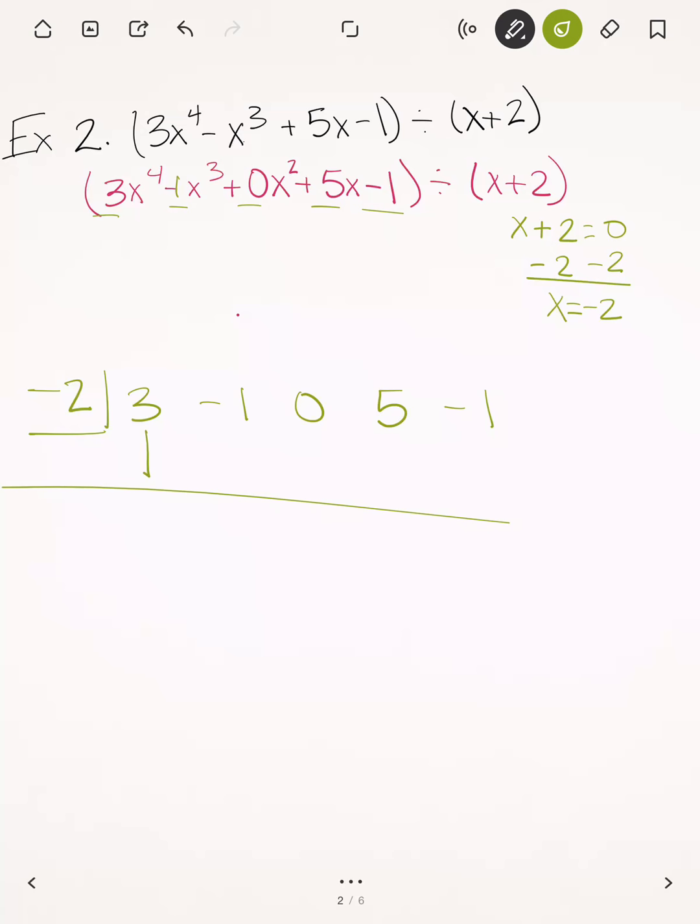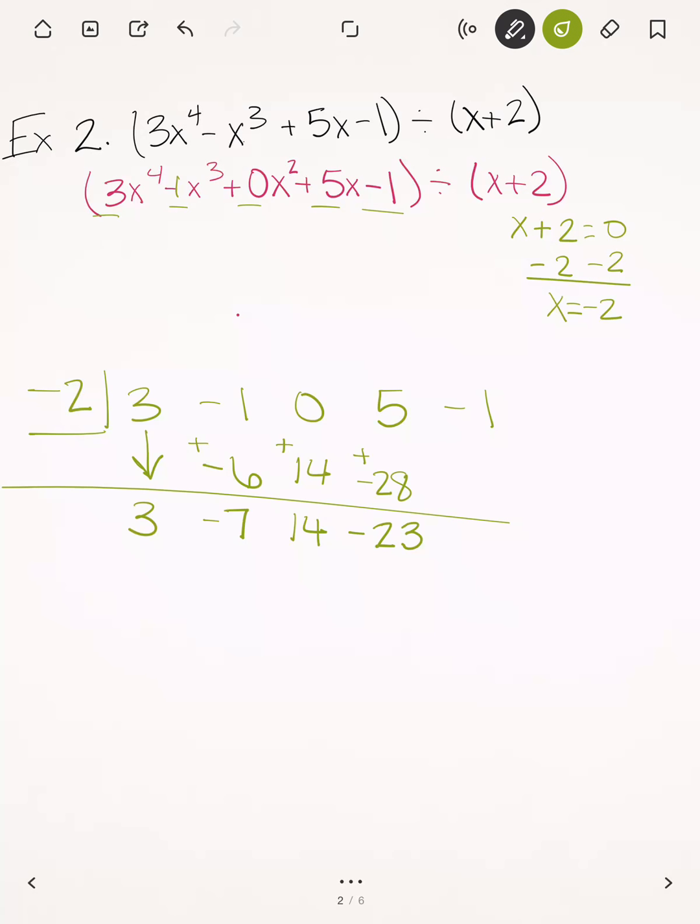From here, I drop down my first term. So I bring down a 3, and then I multiply. Negative 2 times 3 is negative 6. Then I add. Negative 1 plus negative 6 is negative 7. Again, I multiply by negative 2. Negative 2 times negative 7 is positive 14. I add: 0 plus 14 is 14. I multiply negative 2 times 14 and get negative 28. I add: 5 plus negative 28 is negative 23.